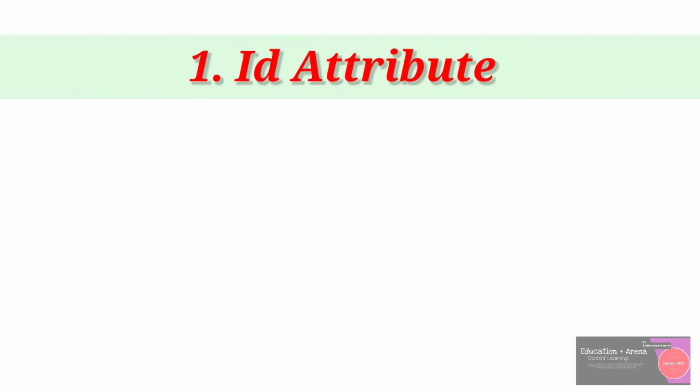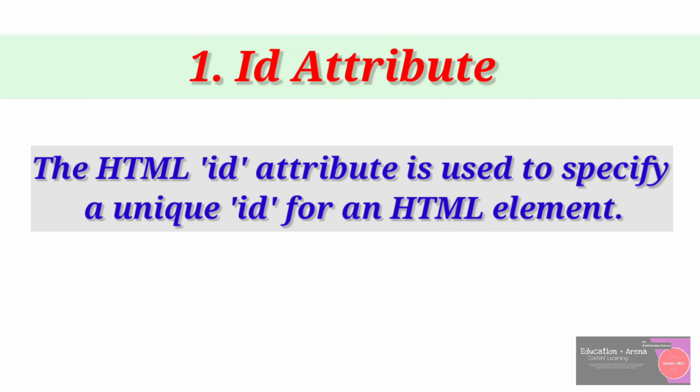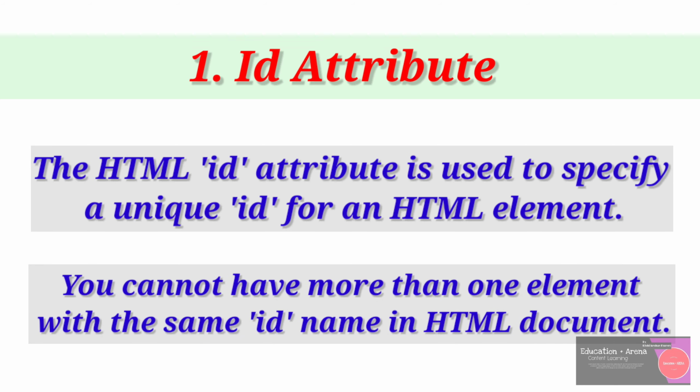So the first concept is the ID attribute, which is very important. The HTML ID attribute is used to specify a unique ID for an HTML element. You cannot have more than one element with the same ID name. It means an ID attribute will give the style to that particular element where you have applied the ID attribute. The ID attribute is also used by JavaScript to access and manipulate the element with a specific ID.